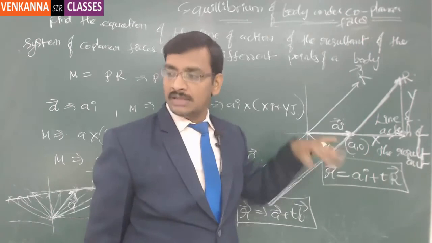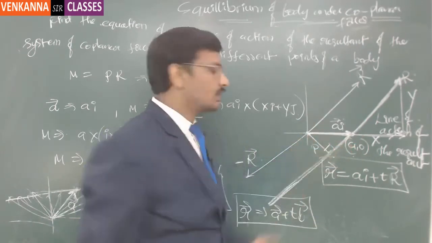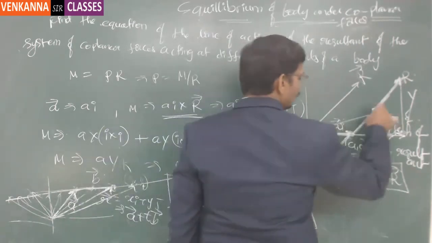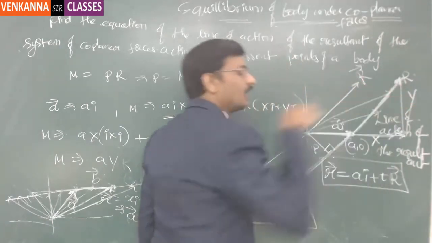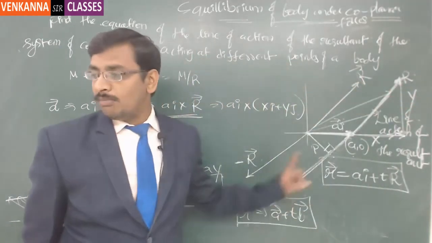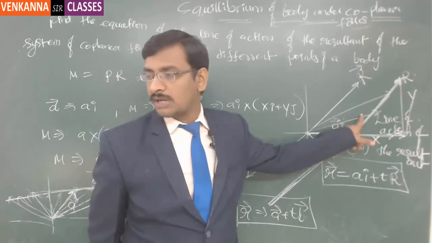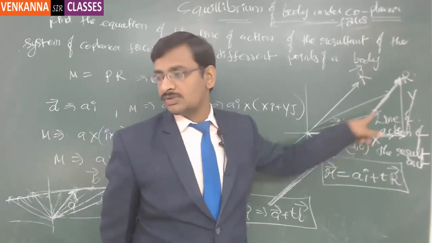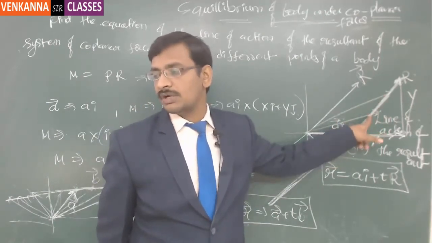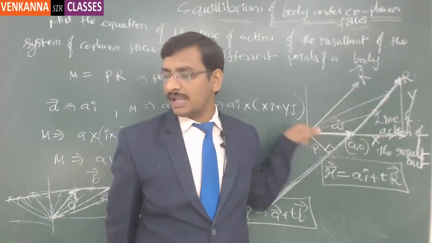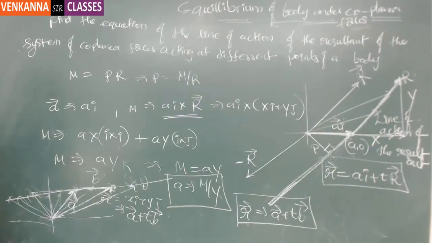The other way of finding out: any random vector, suppose if you take this vector or this vector or this vector, even then you will be able to find out the moment by doing a cross product of this vector multiplied by this particular force. So this force and this position vector, the cross product will give again the moment. Got it? So I hope you understood, right?